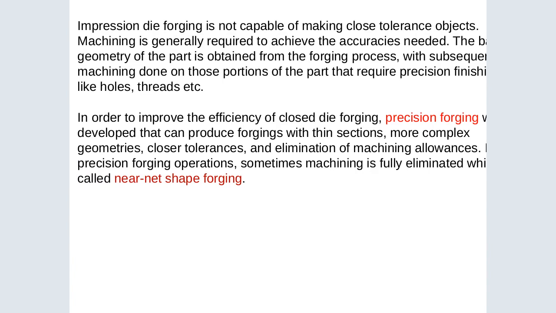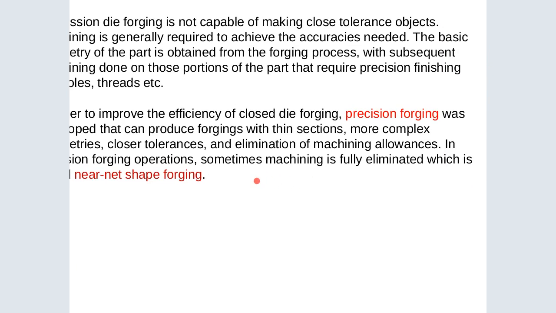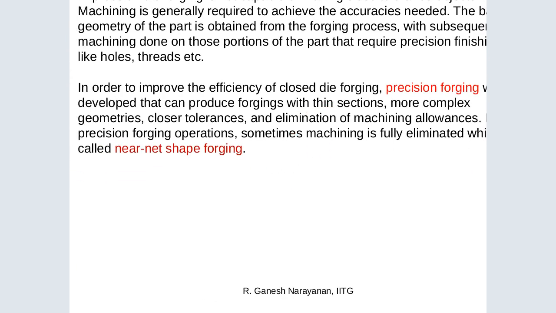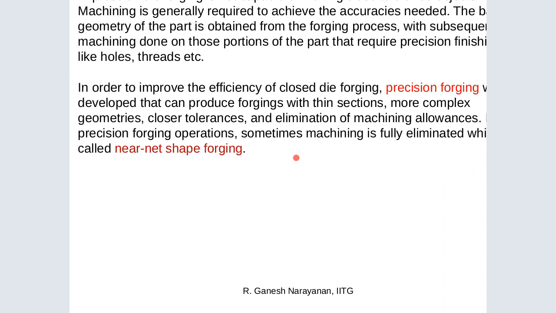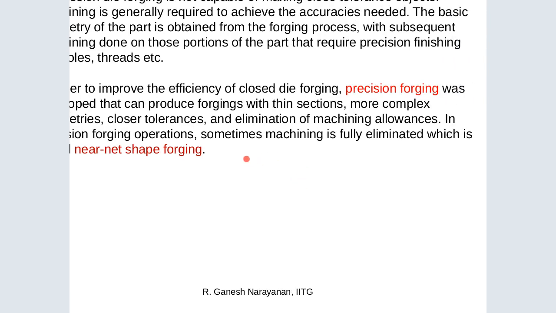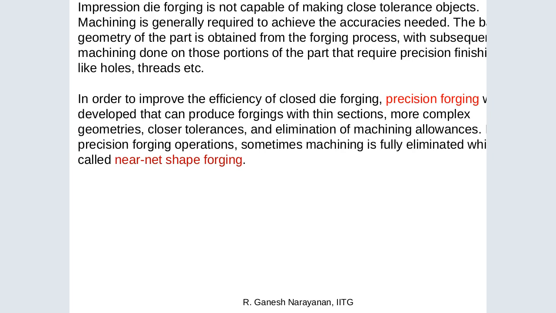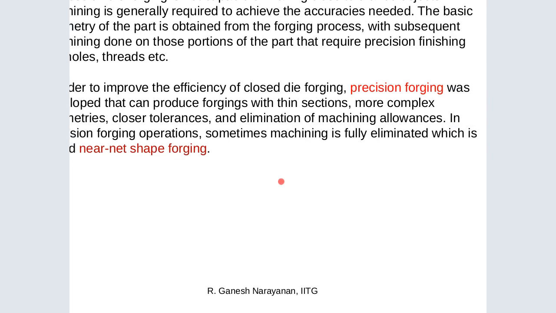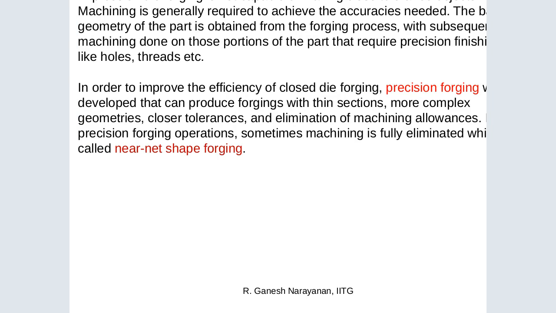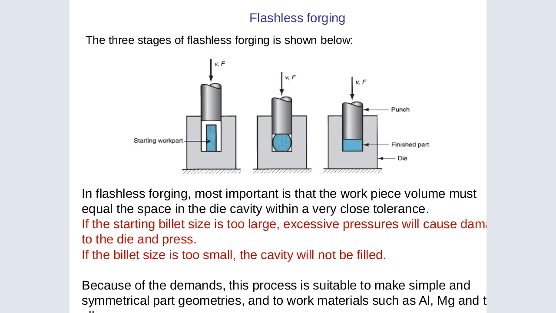So in order to improve the efficiency of closed die forging, precision forging was developed that can produce forgings with thin sections, more complex geometries, closer tolerance, and elimination of machining allowance, called precision forging operations. Sometimes machining is fully eliminated, called near net shape forging.